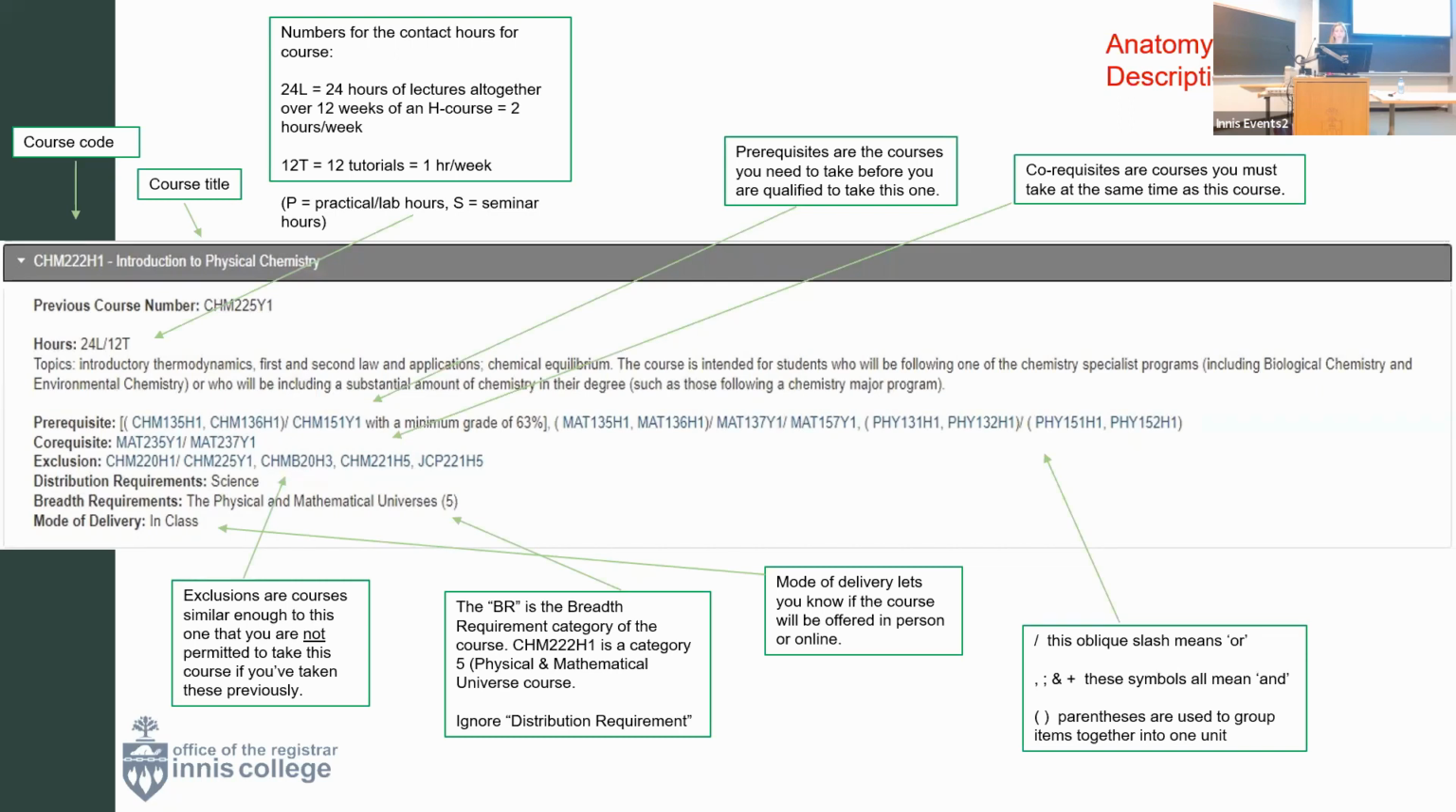Right? So it's a lot. You needed to have taken chemistry, calculus, and physics before you could be eligible to take this course, Chem 222. Question? What is the difference between a seminar and a lecture?